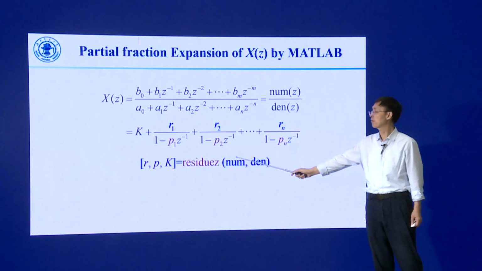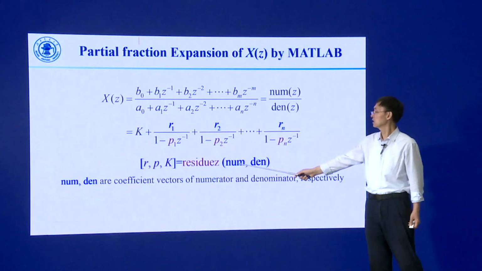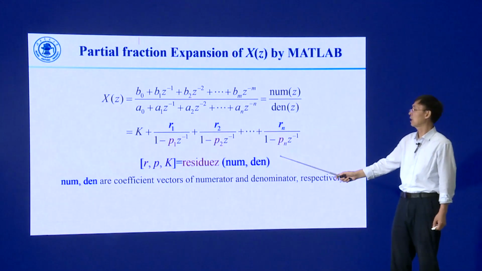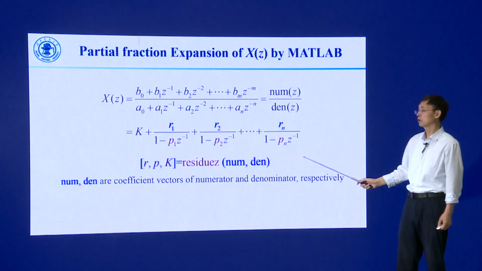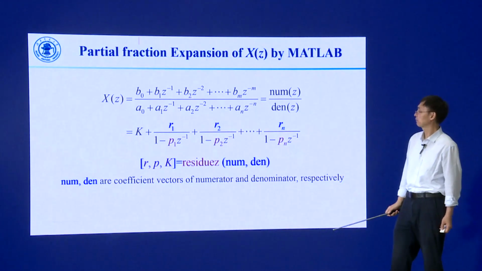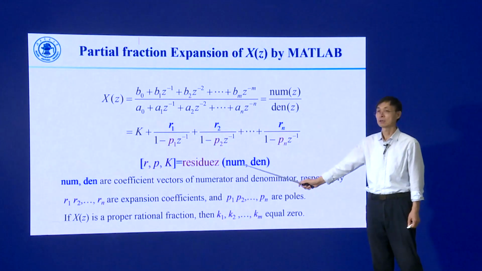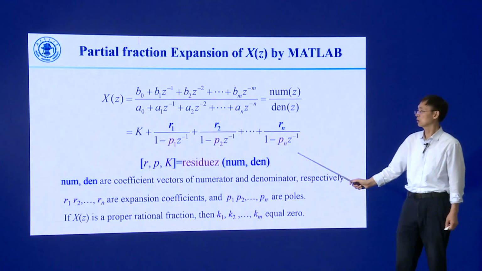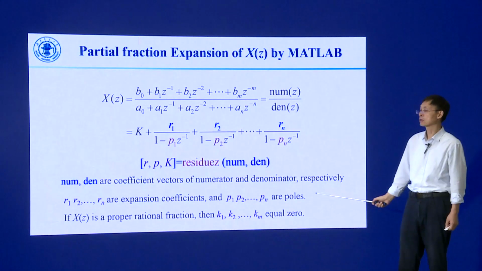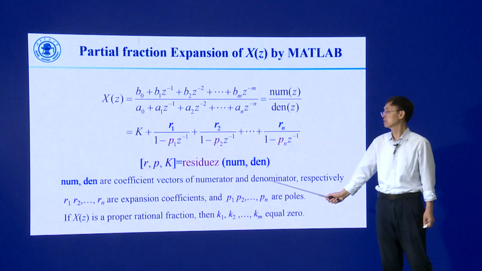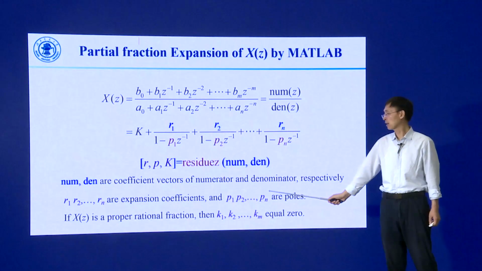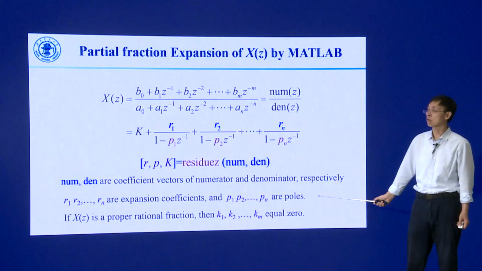This is a MATLAB function. Here, the input parameters num and den are coefficient vectors of the numerator and denominator, respectively. R1, R2 are expansion coefficients, and P1, P2 are poles. If X(z) is a proper rational function, then K1, K2 equal 0.